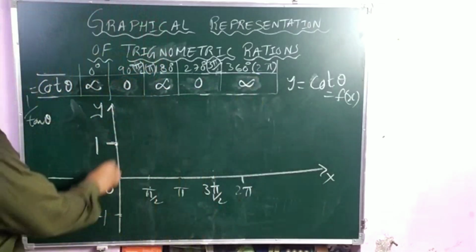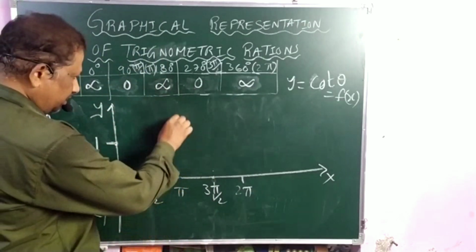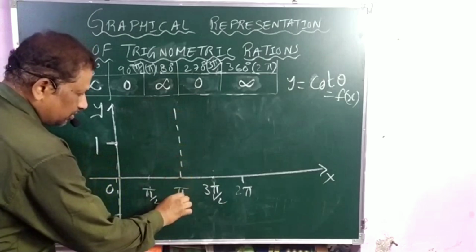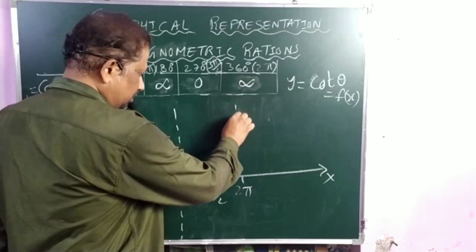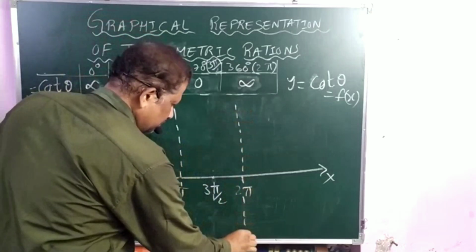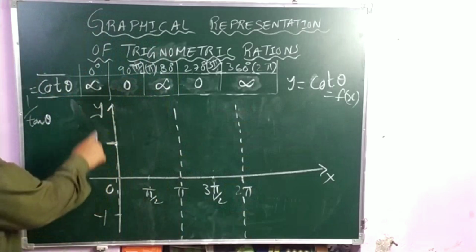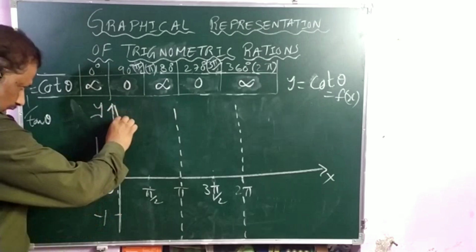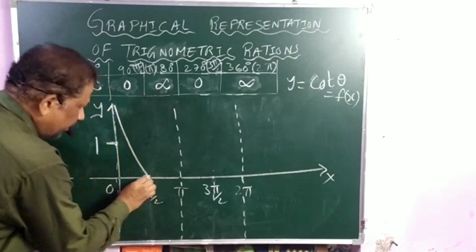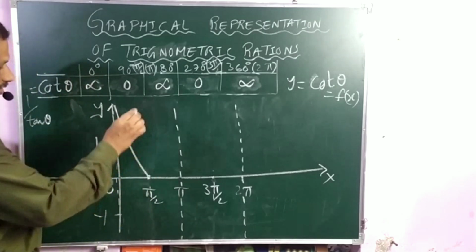So where will you get infinities? At 0 you will get infinity, and at 180 degrees you will get infinity. There you draw the dotted lines. Next 360 degrees. So now carefully observe. 0 is infinity and 90 is 0. So infinity, like this it comes. 90 degrees is 0. Here in between 45 will come, 1 you will get.